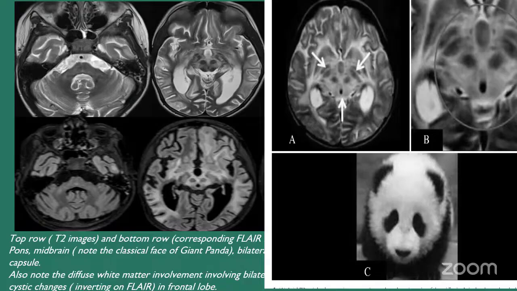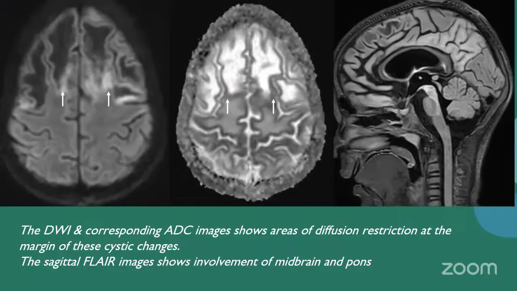Other findings are caudate putamen involvement, striatum involvement. So this child was very bad, progressed, already with cystic changes in the brain, which usually doesn't happen in Wilson disease, but in a very progressed child, you can find all these findings.